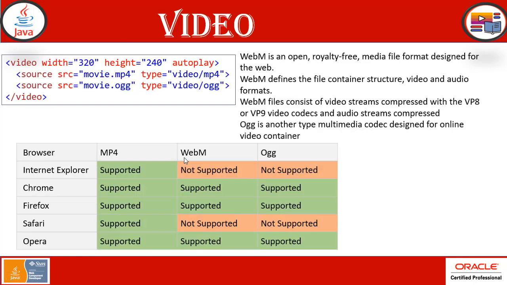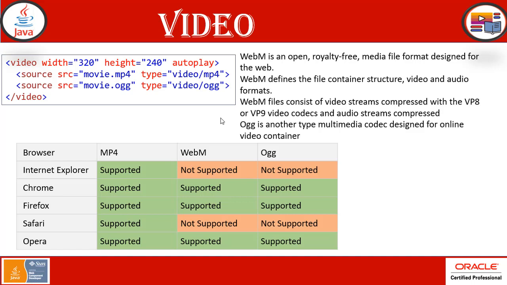If you take a look in detail, we have seen MP4, WMV, MOV, and AVI. These are many types of video formats. Now, in HTML, there is something called the OGG type of file. This OGG is actually nothing but WebM, which is an open and royalty-free media file format designed for the web.